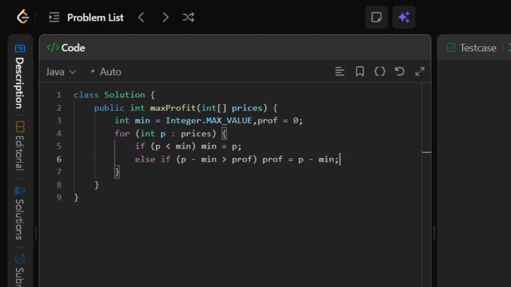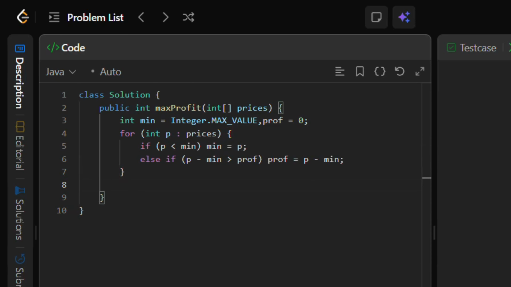That closes the loop. By now, we have examined every possible buying and selling opportunity in a single pass. And finally, we return the highest profit we found. If prices only moved downward, that value will stay at 0. That means no profitable trade existed. And that is how this algorithm works. It tracks the cheapest price as we scan the list. Then it updates the maximum profit whenever selling on the current day beats our past results.